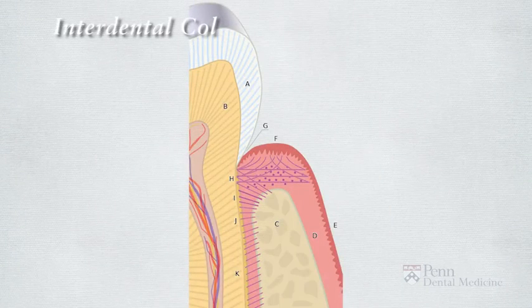There are two sets of papilla. There is the facial papilla and the lingual papilla on the lingual side, and the area connecting the two papilla is known as the interdental col. The interdental col has significance in health and disease because this is the area which is most susceptible to inflammation. Col is the most concave in the posterior area of the mouth, and if the patient does not floss their teeth, plaque accumulates, leading to bleeding and inflammation in those col areas.